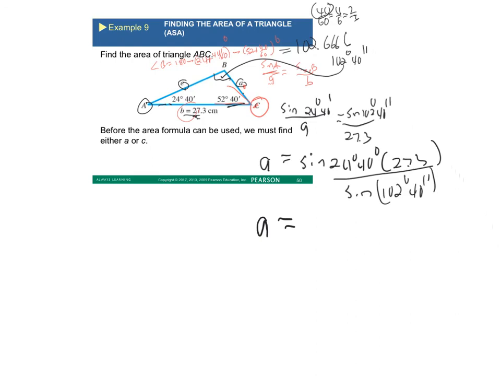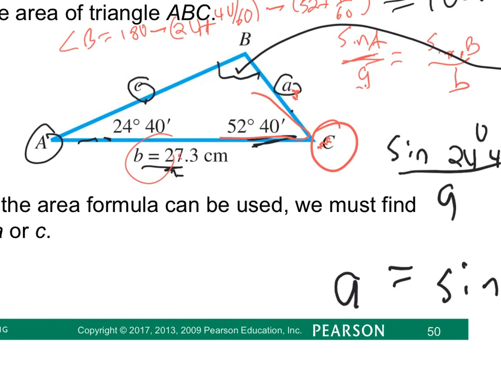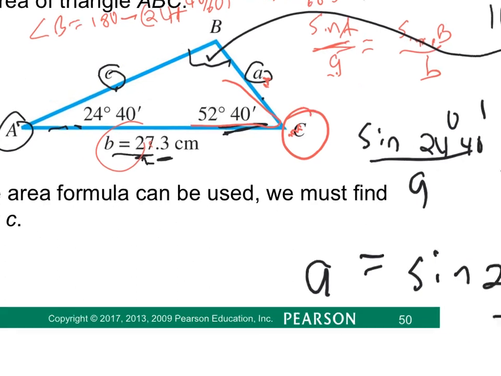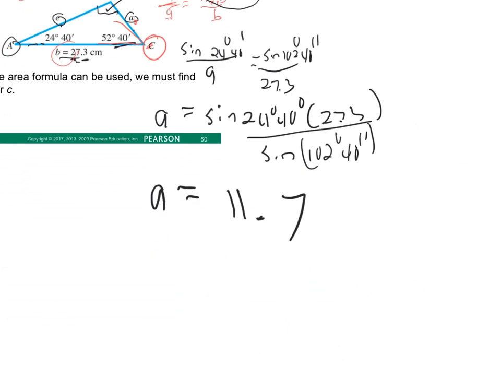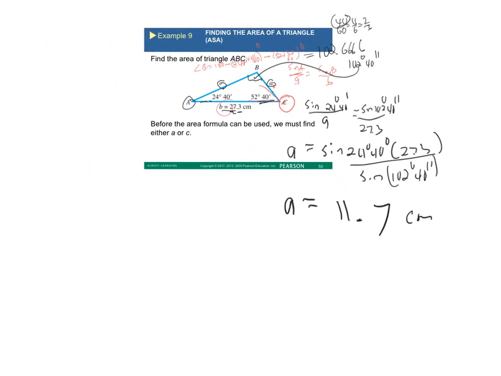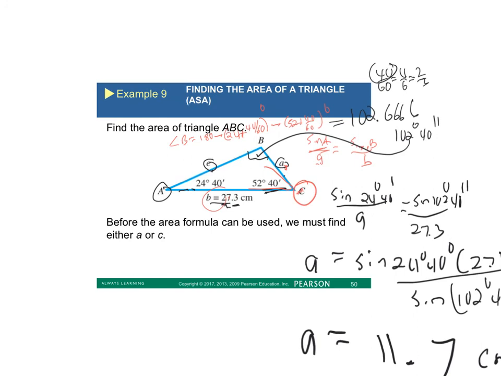A will be, pause it, calculate it, see if you're right. 11.7. I'll go one decimal place because he went one decimal place here. 11.7 centimeters. Okay, why did I need that? I'm trying to find the area. I needed the angle sandwich. So now I've got that side, and this angle here.